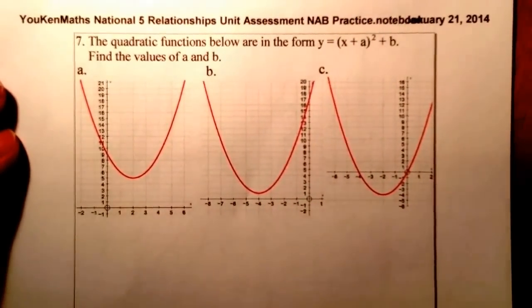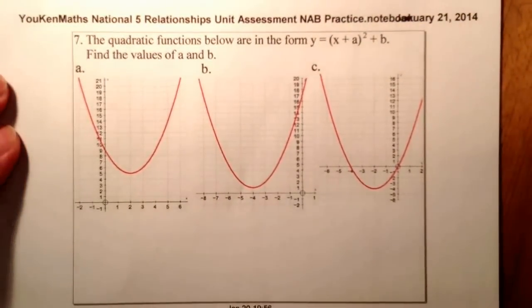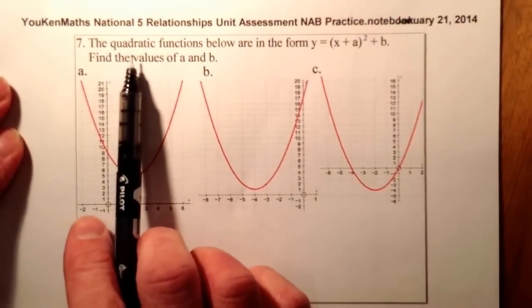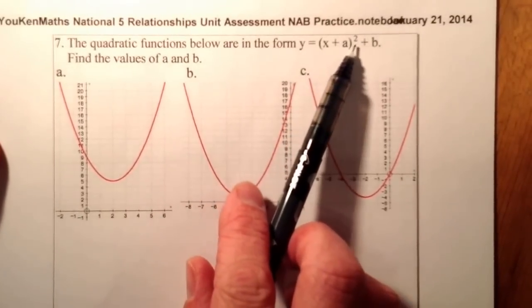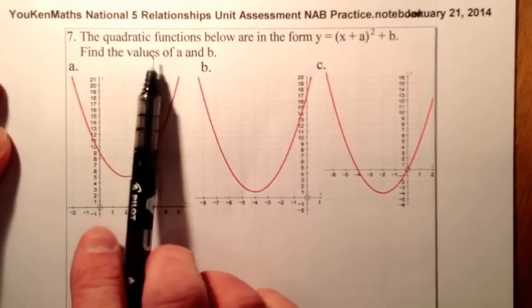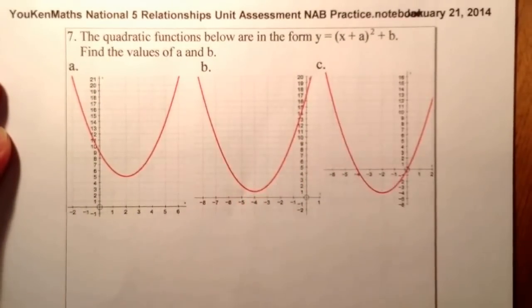Let's look at question 7. Again, 3 questions I've got here for you. Right, so what we've got is the quadratic functions below are in the form of y is equal to (x plus a) squared plus b. I have to work out the values of a and b.